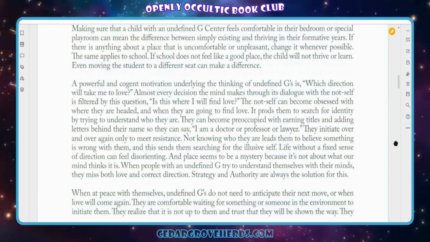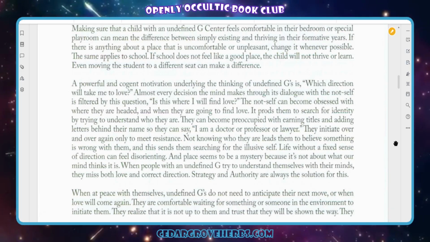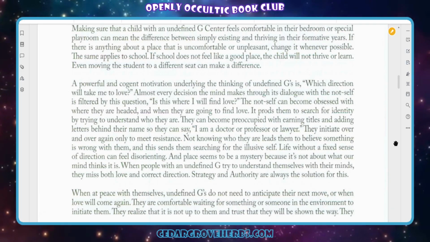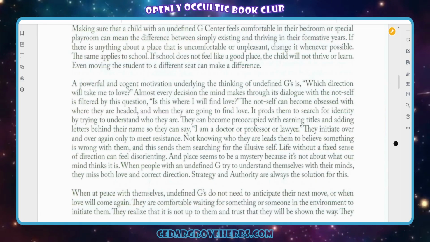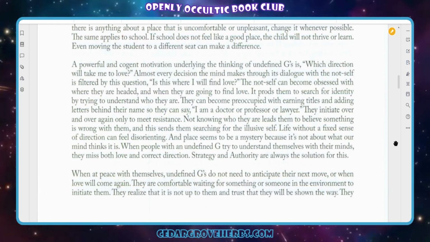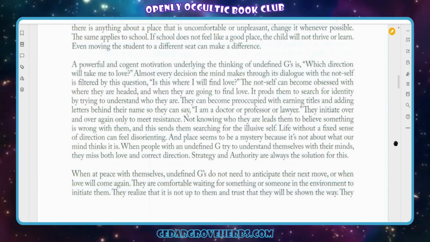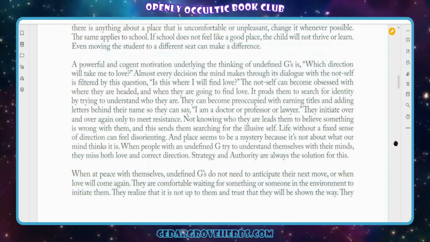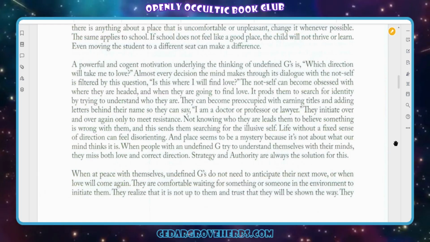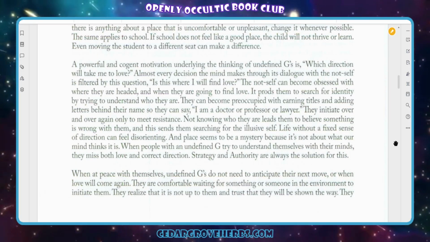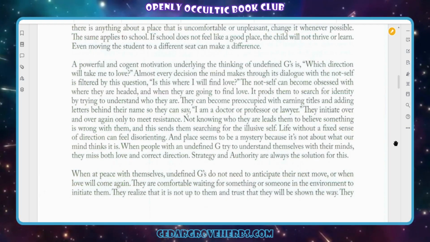A powerful and cogent motivation underlying the thinking of undefined G's is, which direction will take me to love? Almost every decision that the mind makes through its dialogue with the not self is filtered by this question. Is this where I'll find love? The not self can be obsessed with where they're headed and when they're going to find love. It prods them to search for identity by trying to understand who they are. They can become preoccupied with earning titles and adding letters behind their name so that they can say, I'm a doctor or professor or lawyer. They initiate over and over again only to meet resistance.